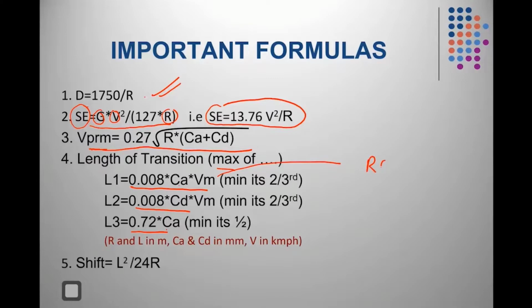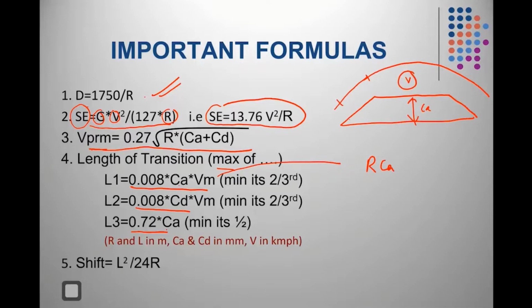What is rate of change of cant? Rate of change of cant means if I have a curve and I make my super elevation diagram, this is how my super elevation diagram is going to be. This is my cant, and suppose I permit velocity V in this track. So the rate of change of cant is, we are moving from cant 0 to some value of cant. So RCA is going to be CA divided by the time taken in traveling this distance, in millimeter per second. How much time does it take? The time taken is going to be, this is L, so it is going to be L by V. This is your RCA.